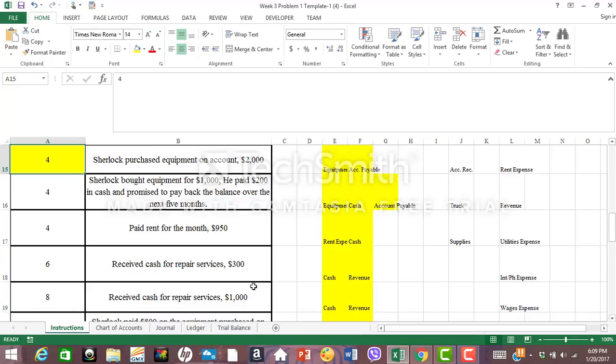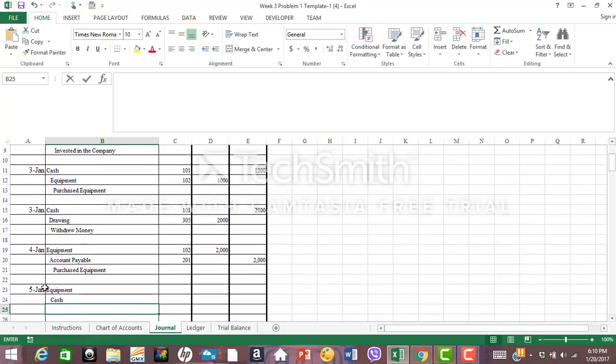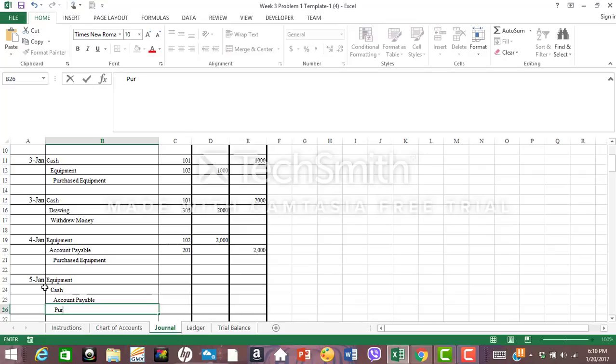The next transaction is January 4th. Sherlock bought equipment for $1,000. He paid $200 in cash and promised to pay the balance back over the next few months. So same thing, equipment is getting affected. Some of them you paid with cash, some of them you paid with account on a loan. And then purchased equipment.